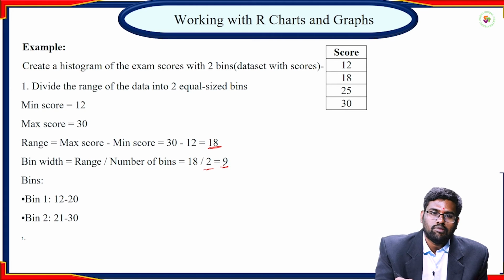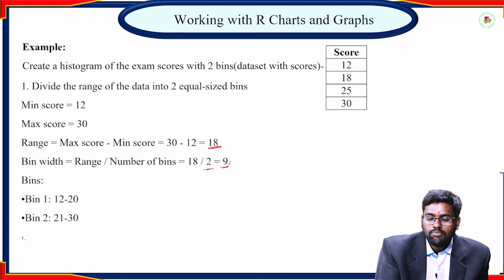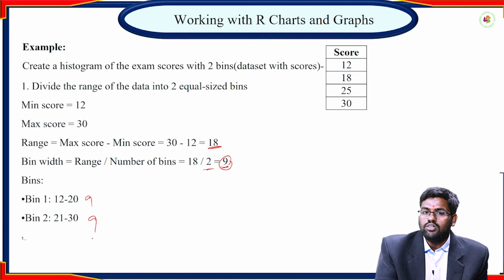So how to prepare the bins? From the starting value onwards, we will distribute the data into 9 bins. That's why I have taken 12 to 20, 21 to 30. So total 9 bins are there. Equally we are distributing based on our bin size. So that is about calculating the bins.